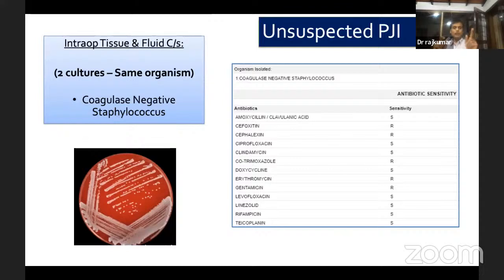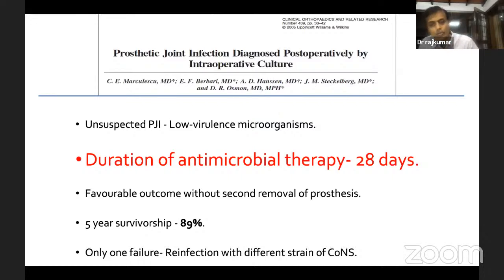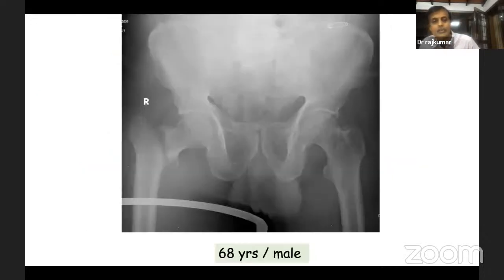But the point is, the tissue which I had sent during the surgery came out to be coagulase negative staphylococcus. This is called an unsuspected periprosthetic joint infection. You didn't suspect infection, you did a single stage implant removal and THR, but there turned out to be some growth in the culture sensitivity. What to do? You have to give antibiotics. You have to treat this patient post-operatively with 2 weeks of IV antibiotics and 3 to 4 weeks of oral antibiotics. So a duration of at least a month of antibiotics is a must. That is the learning point in that case.